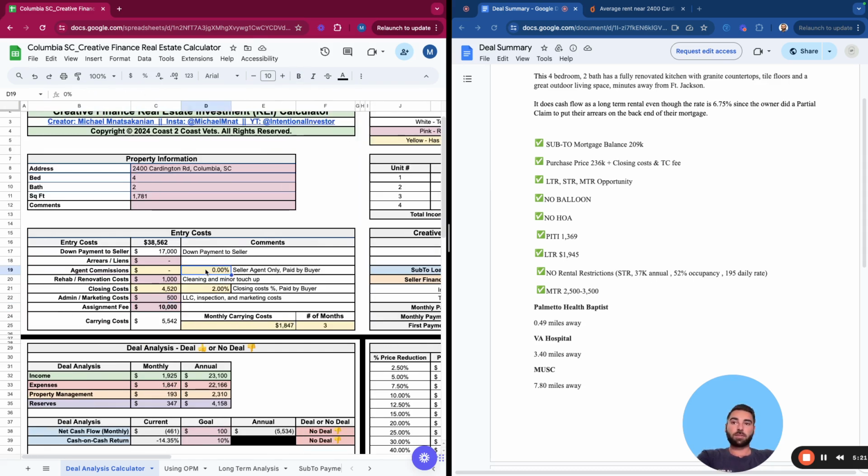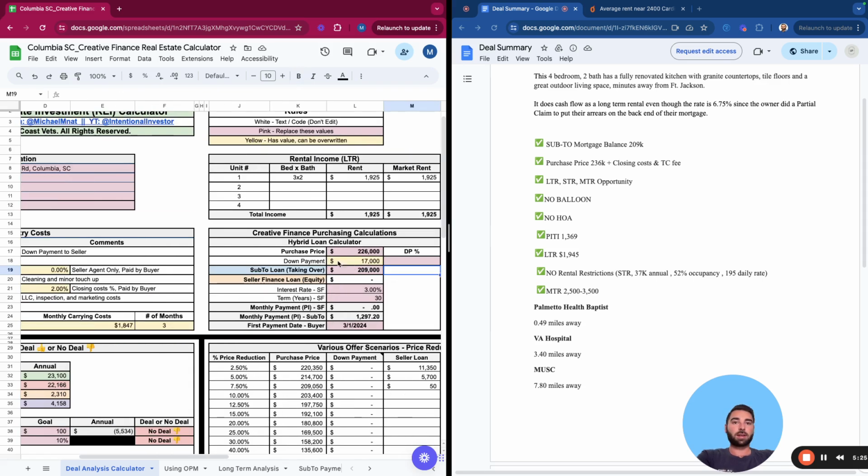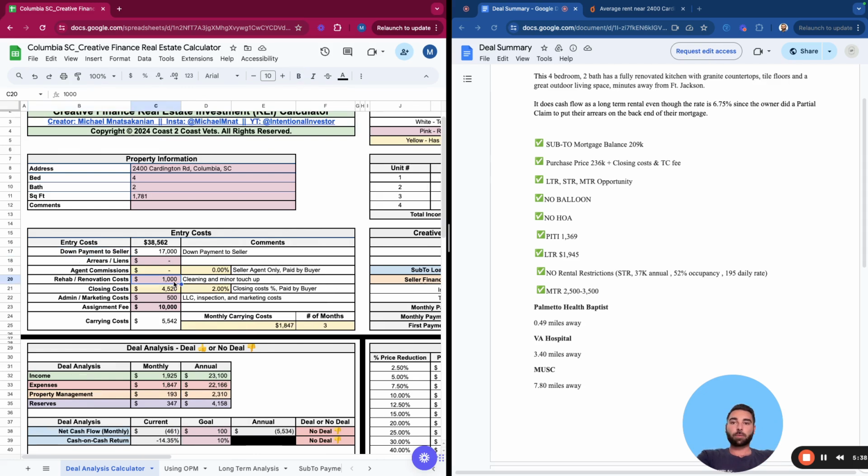There is no agent involved, is what we're assuming. So we're still getting the same purchase price plus wholesale fee, which is still going to equal the $236. We're just separating what is going towards the seller and taking over the loan versus what is going to the wholesaler. Rehab renovations, they say it's fully turnkey for the time being. We will say that that's the case.